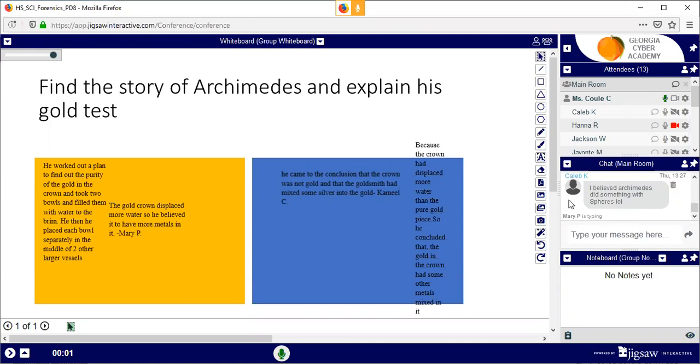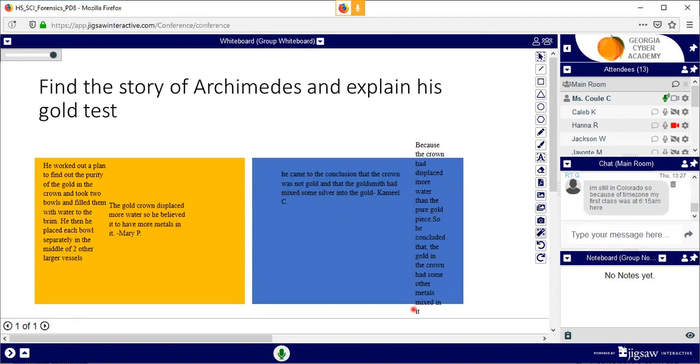Okay, so in our time that we were researching, we also found out that this Archimedes was the same one that discovered pi. So interesting, really crucial to a lot of things. Wow, that's crazy, RT. Okay, so Mary says that the gold crown displaced more water, so he believed it to have more metals in it, okay? And then Camille said he came to the conclusion that the crown was not gold and that the goldsmith had mixed some silver into the gold, okay? Somebody else said because the crown had displaced more water than the pure gold piece, he concluded that the gold in the crown had some other metals mixed in.